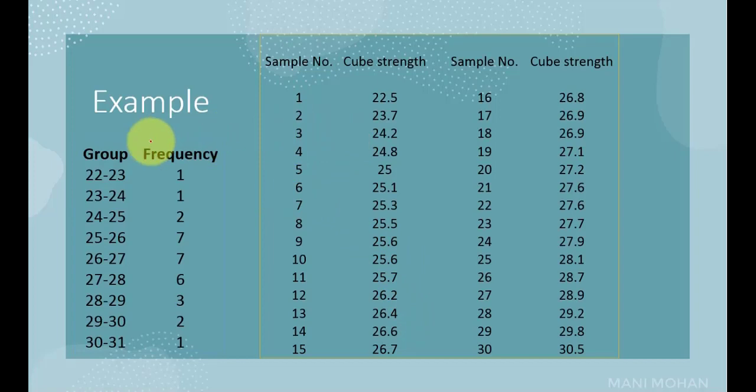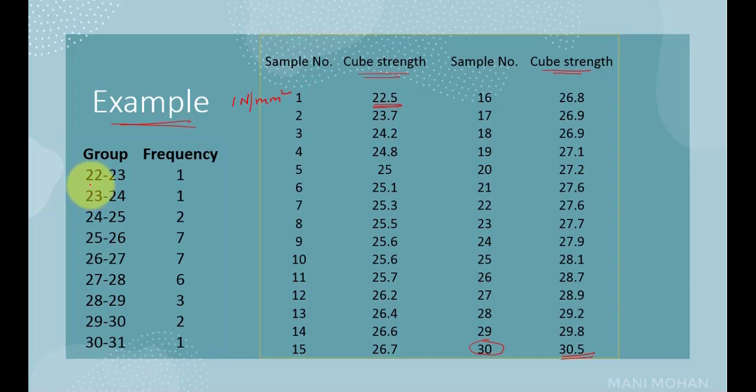To get an insight, consider the data which represents the strength of concrete cubes prepared and tested in the same condition. The total number of samples is 30. From the data, it can be observed that the minimum value is 22.5 Newton per mm square and the maximum value is 30.5 Newton per mm square. Now, let us take a group interval of 1 Newton per mm square and tabulate the frequency distribution.